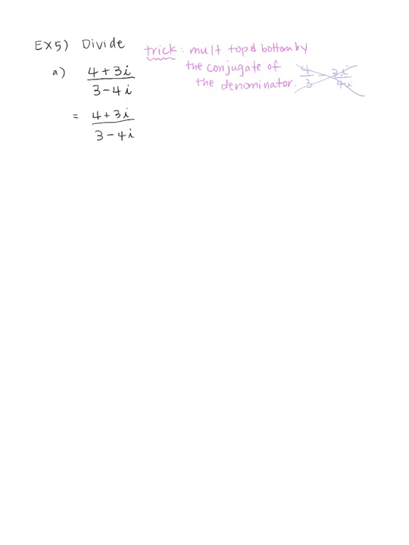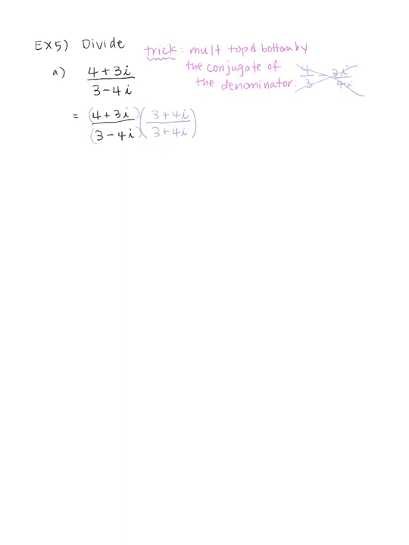So let me just rewrite it as 4 plus 3i over 3 minus 4i. Okay, so what's the conjugate of 3 minus 4i? Well, that's 3 plus 4i, right? So what I'm going to do is multiply the top and the bottom by 3 plus 4i and then 3 plus 4i. Okay, now be careful. 3 minus 4i is one quantity. So make sure to put parentheses here. And then also 4 plus 3i is also one quantity. So make sure to put parentheses there.